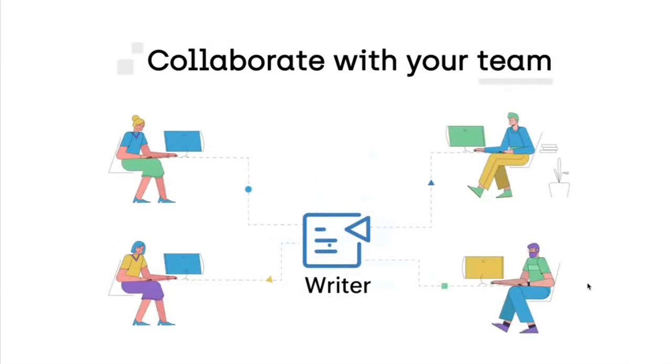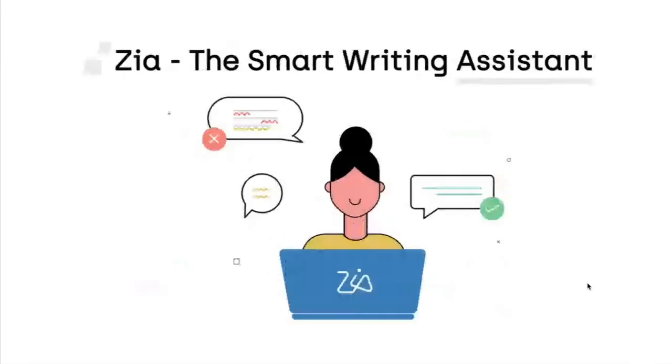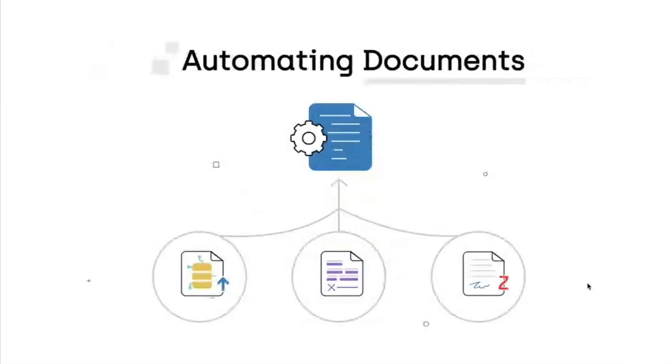We have Zia, our very own smart writing assistant, to identify grammatical errors, and it has real-time style and readability suggestions to help improve your writing. You can automate document creation and simplify your business process with mail merge, fillable forms, and you can also send the document for sign collection.